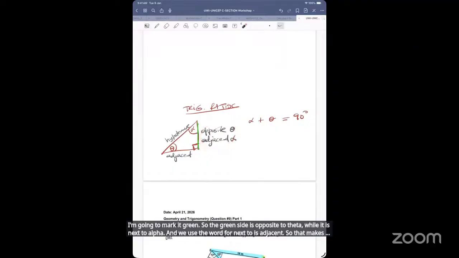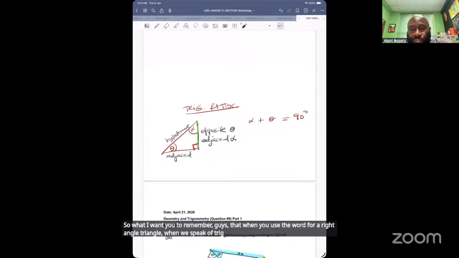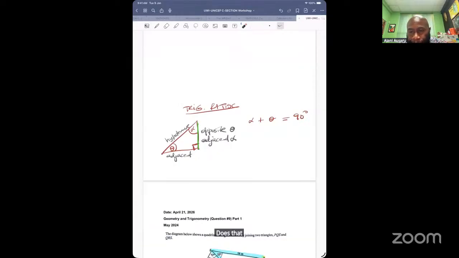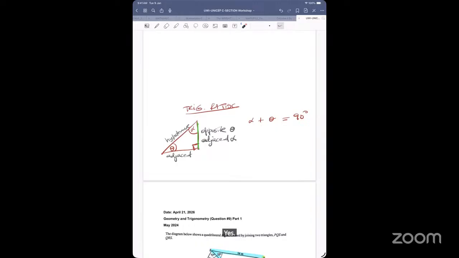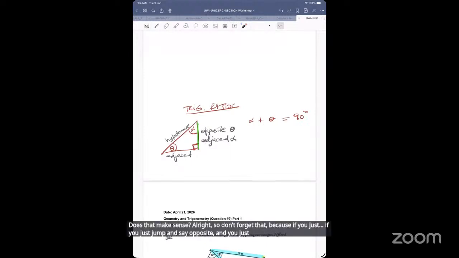So what I want you to remember, guys, is that when we speak of trig ratios for a right angle triangle, when you use the words opposite and adjacent, it's always with respect to the angle that you are referencing. Does that make sense? All right, so don't forget that, because if you just jump and say opposite and just pick an angle, you may be wrong, right?